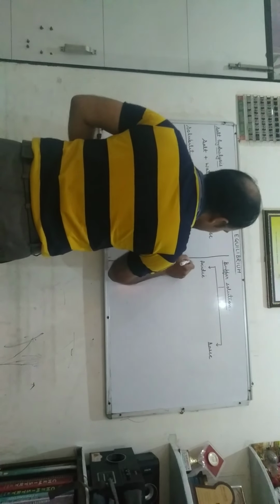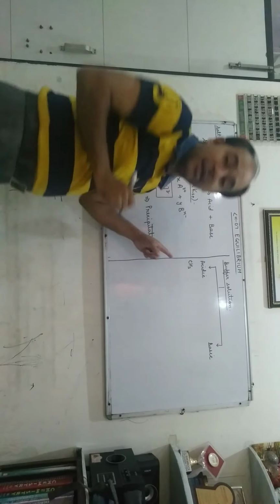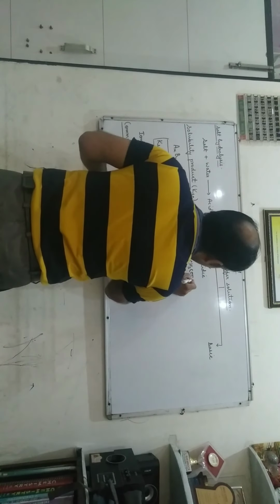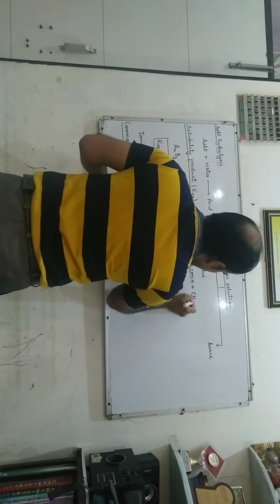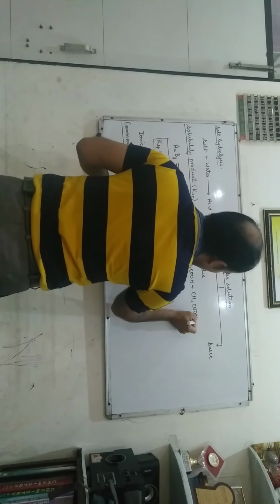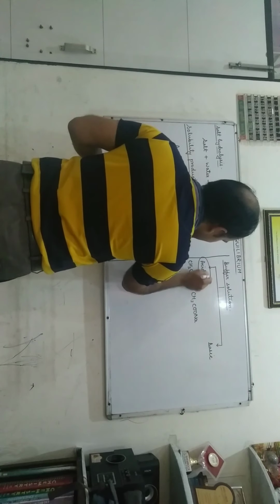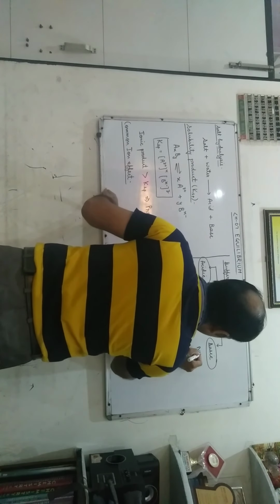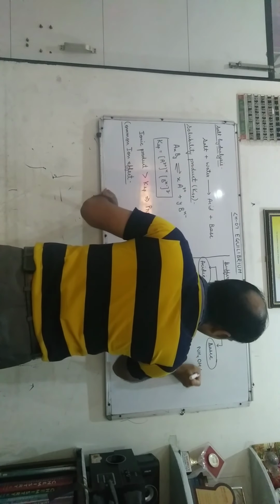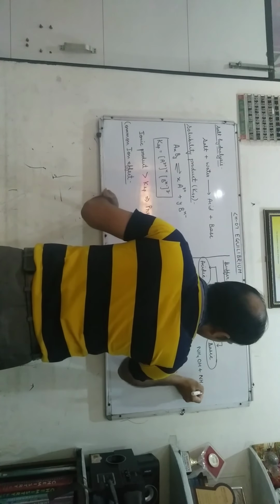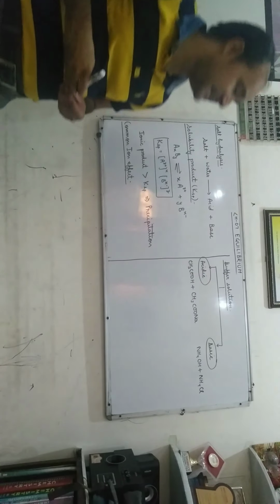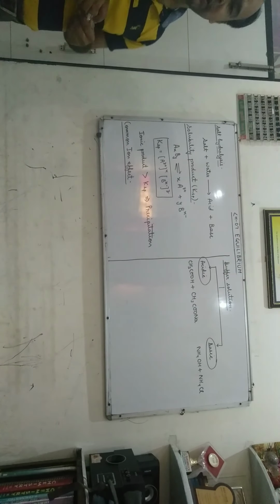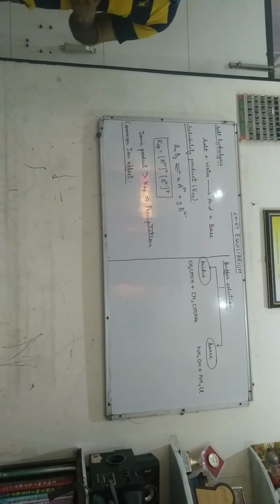The example of acidic buffer solution is the mixture of acetic acid along with sodium acetate. But in the basic buffer solution, its example is the ammonium hydroxide and ammonium chloride mixture. Now let us discuss how we calculate pH of buffer solution.